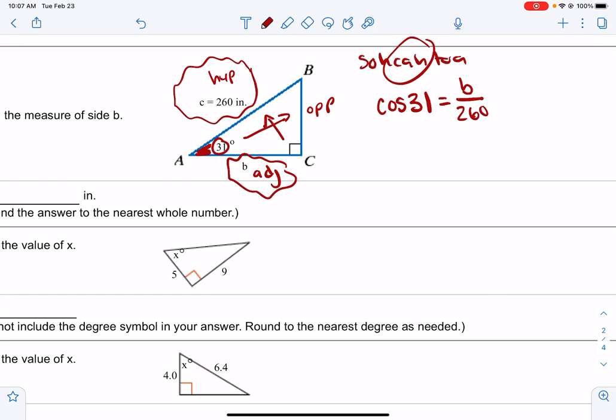Now this problem wants me to solve for B. So when I do my railroad tracks, I'm trying to get B by itself. Right now I've got B divided by 260, so I need to times both sides by 260. Now when I put this in the calculator, I want to be careful that I put the 260 in front of the cosine, not after the cosine of 31, because sometimes it'll times the 31 and the 260 together. But I don't want it times 31, I want it times the cosine of 31.